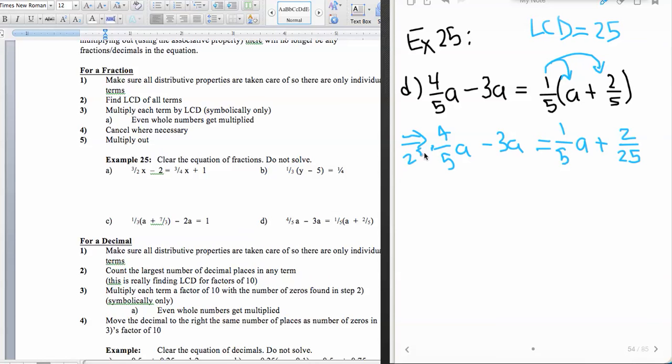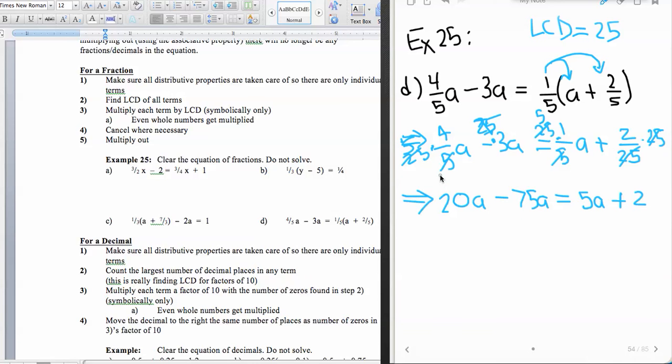So I'm going to multiply every single term by 25, including the constants. Don't forget to multiply constants too. And then 25 here, and then 25 here. And canceling, 5 goes into 25, 5 times 4 times a is 20a, minus 3 times 25, which is 75a, equals 5 goes into 25, 5 times 1 times a, which is 5a, plus the 25's cancel here, which gives us 2. So our new equation has absolutely no fractions.